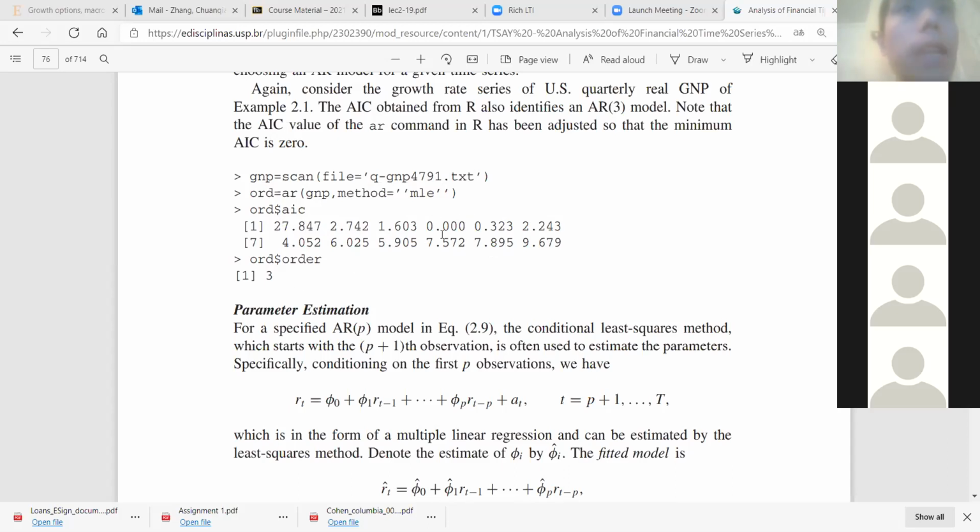You can see this is AIC. Sorry, this is starting from 0, always starting from 0. 0 means that there is no lagged item to be included. They give you the AIC, so this is 0, 1, 2, 3. So lag 3 gives you the minimum AIC. So you can define the order as 3 here.